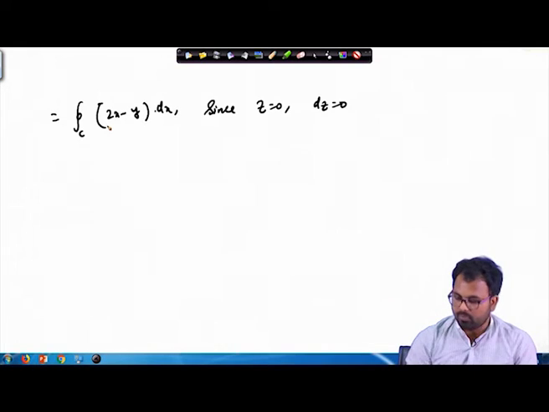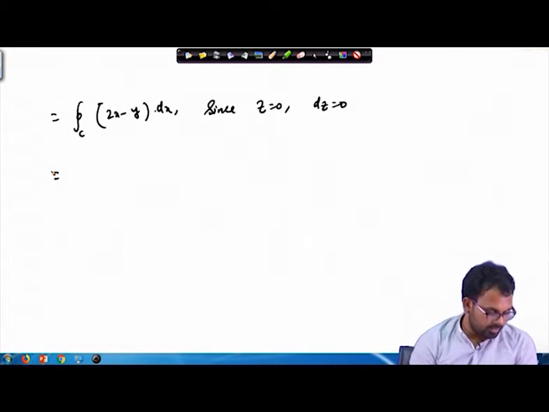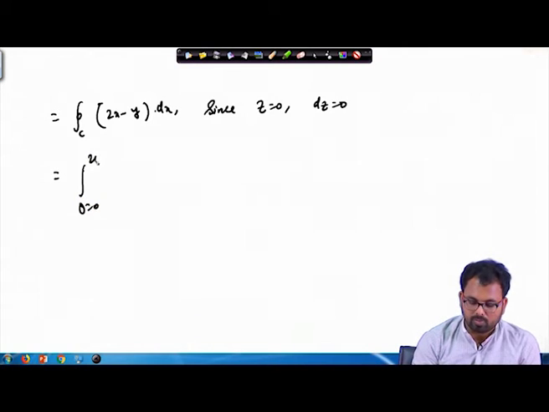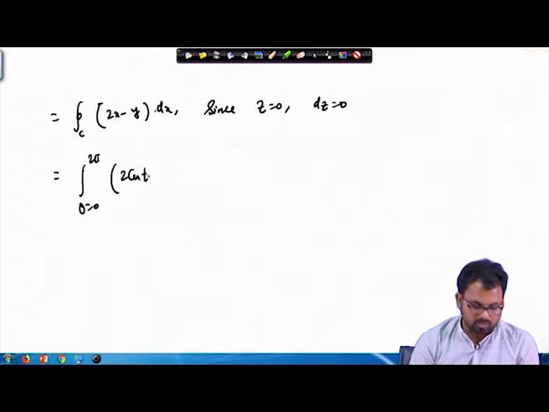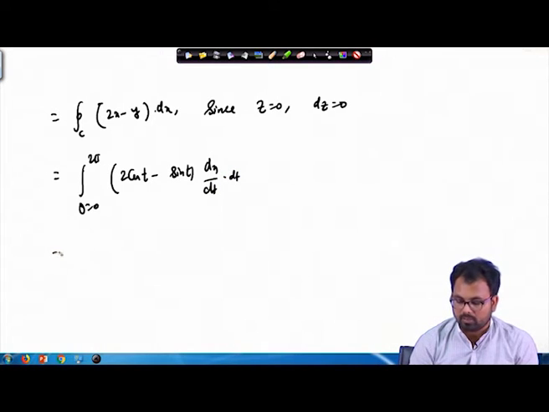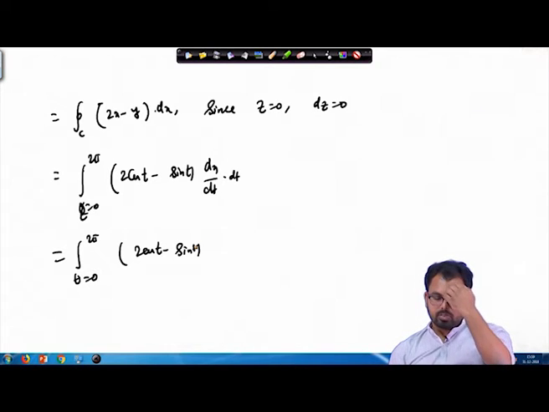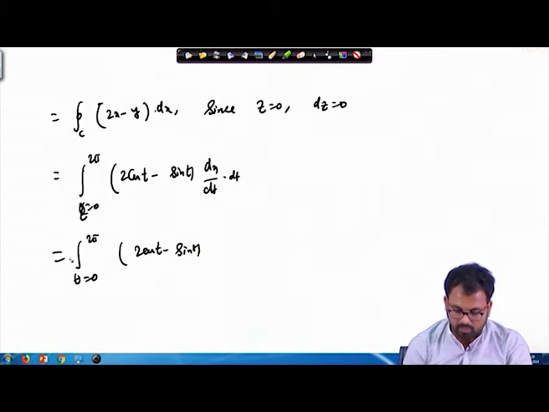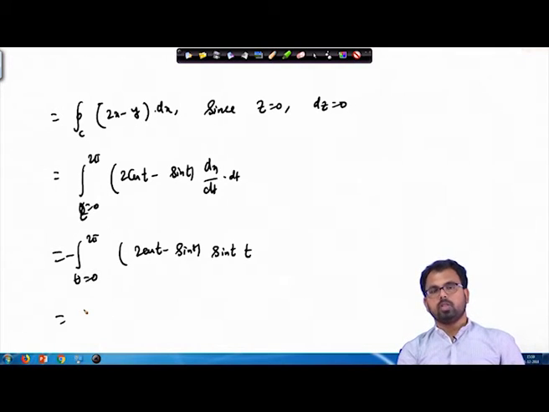Now, we substitute x equals cos t and y equals sin t, with t running from 0 to 2 pi. 2x means 2 cos t minus sin t, and x is cos t, so dx will be minus sin t dt. I can write the minus sign here, sin t dt, and then we multiply this sin t here. So, this will be 2 sin t cos t, that means sin 2t, and then we will have minus minus plus 2 sin square t, which can be written as, this is dt.